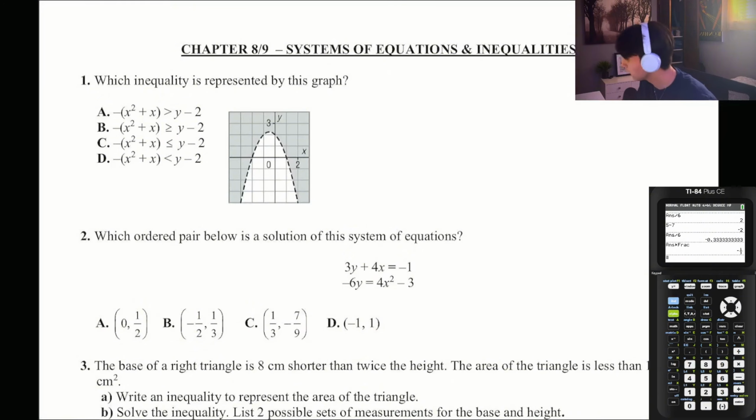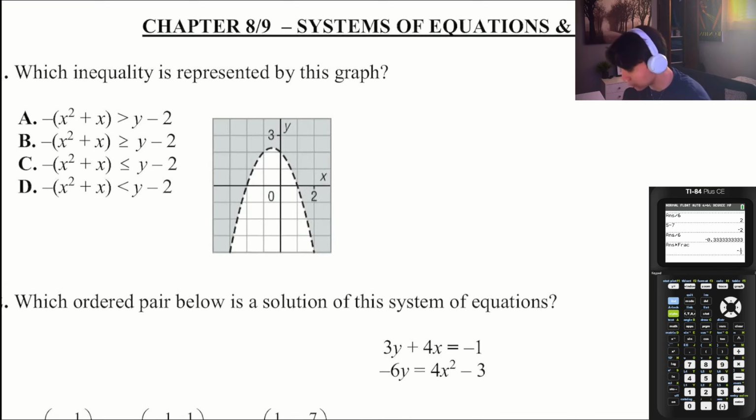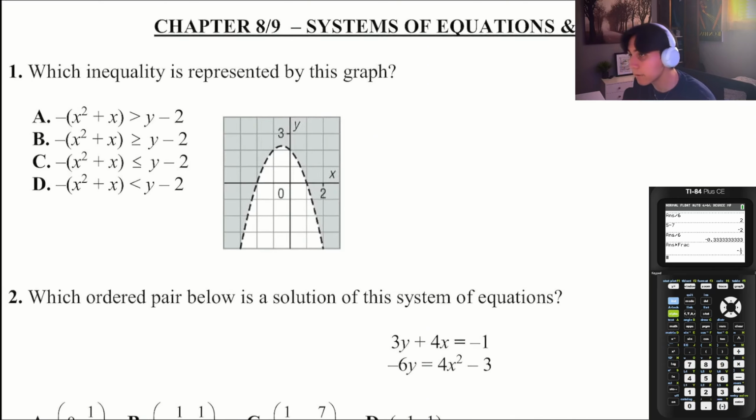Alright, here we have Unit 3. We're going to be doing systems of equations and inequalities. So these are very common test questions that they're going to ask you. They're going to give you a graph, and then you have to correctly identify which equation represents the graph, right?